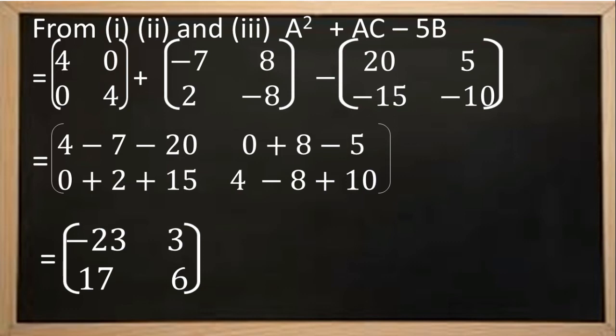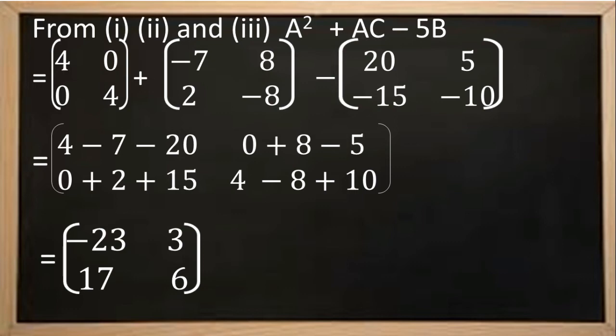Now let us move on to the second element. 0 plus 8 minus 5, it is 3. Third element, 0 plus 2 minus of minus 15, that is 17. Fourth element, 4 plus of minus 8 minus of minus 10, that is 4 minus 8 plus 10. The solution is 6.